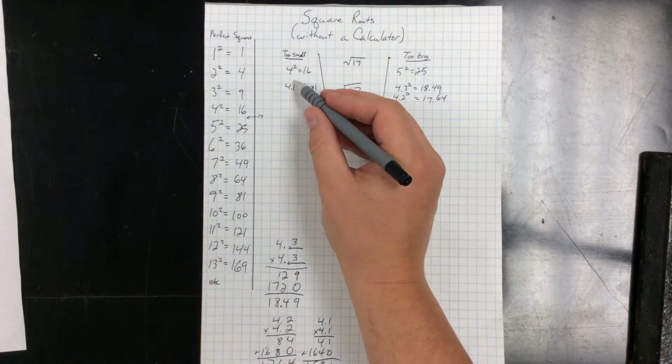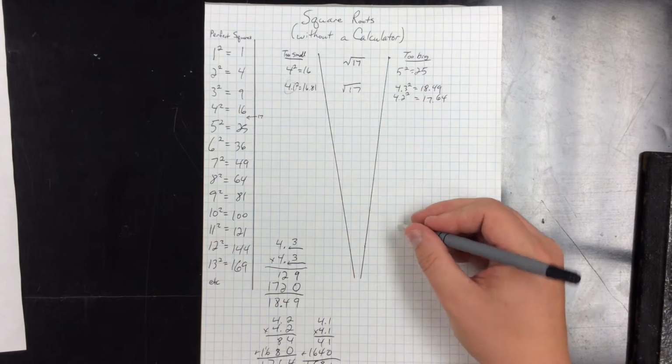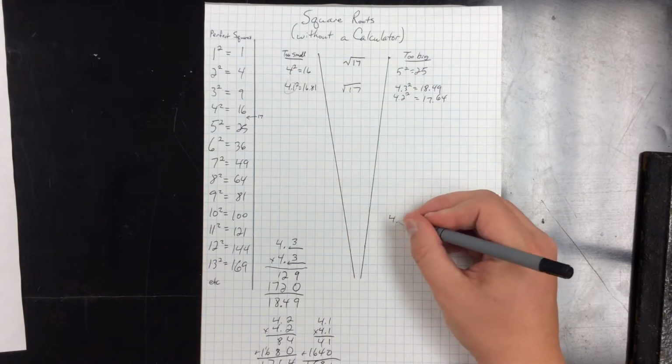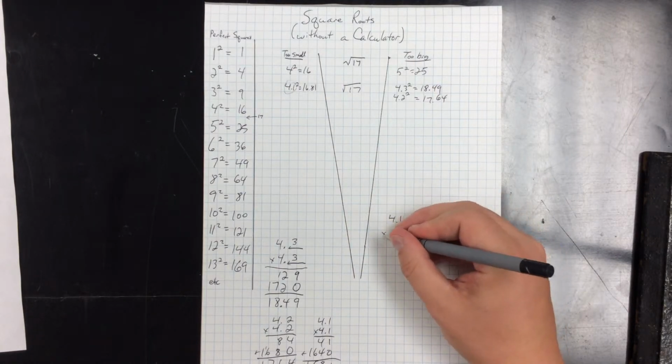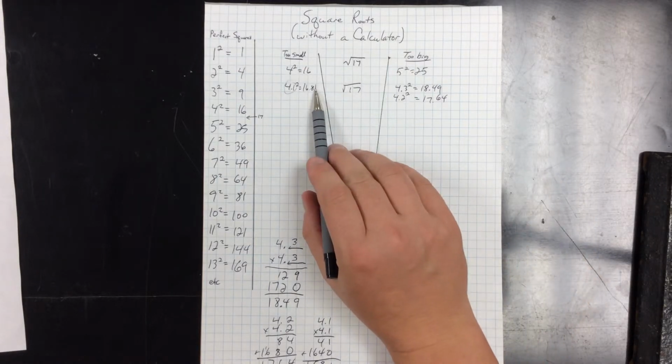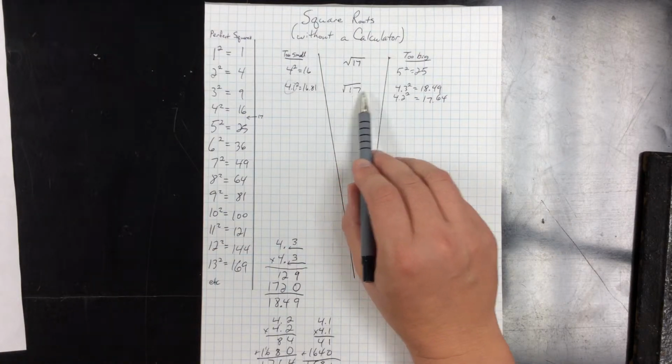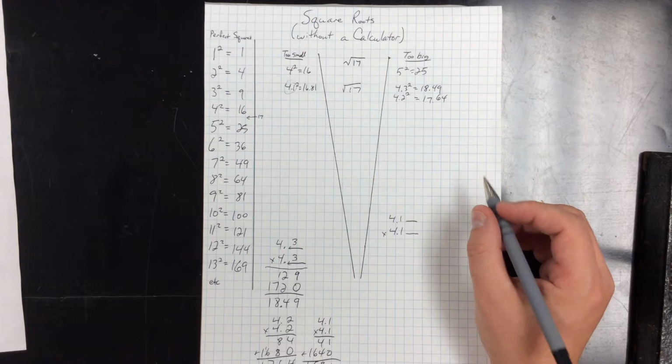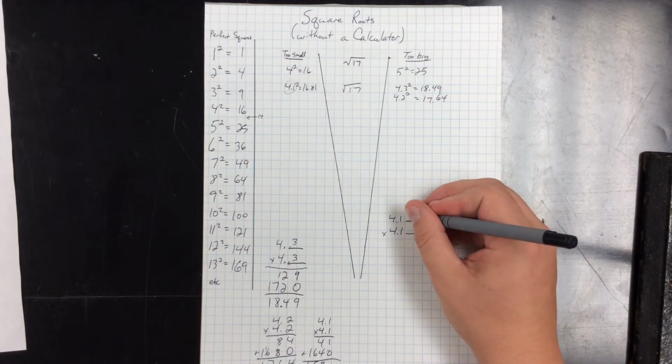So I can choose a smaller number, 4 decimal 1, and work with it. So I can take 4 decimal 1 something and multiply by 4 decimal 1, the same something. And again I look at this and say, decimal 81, that's a lot closer to 17 than going all the way up to decimal 64. So let's choose smaller numbers. Let's go with 1 again.